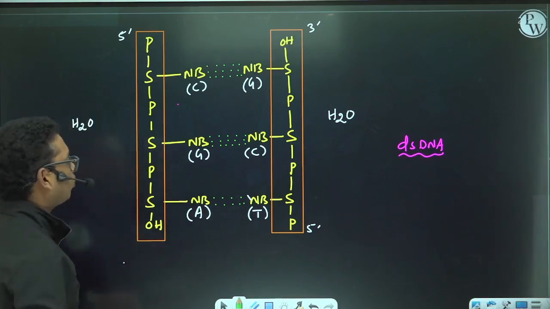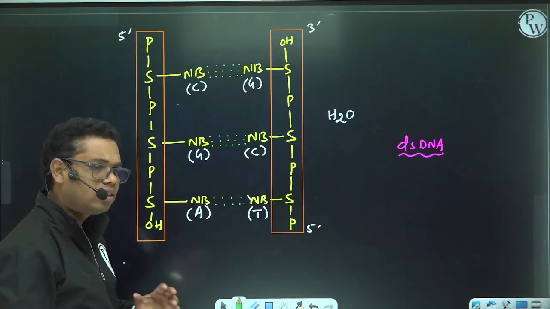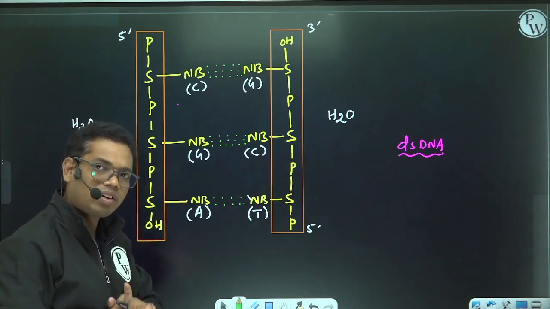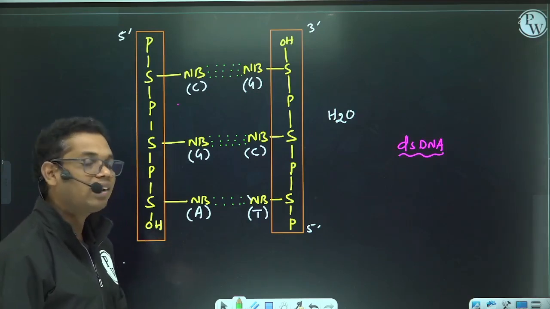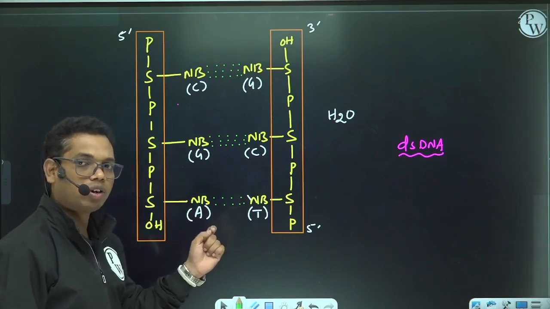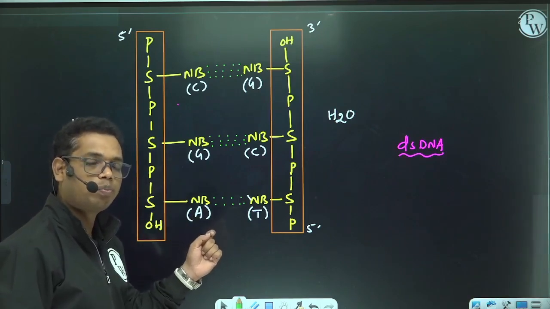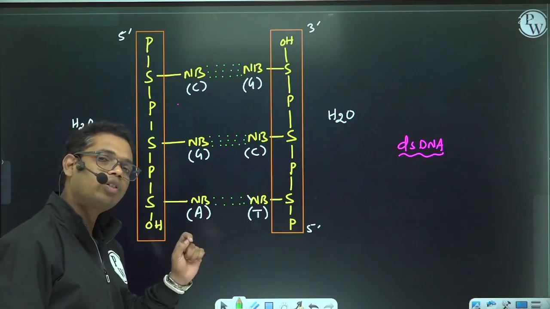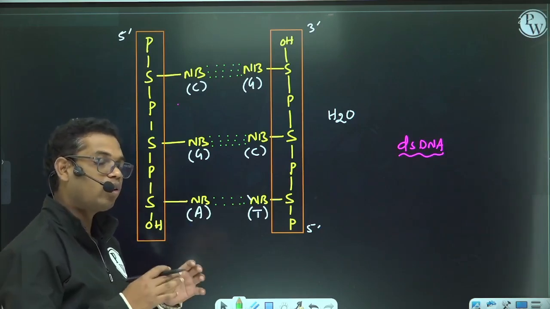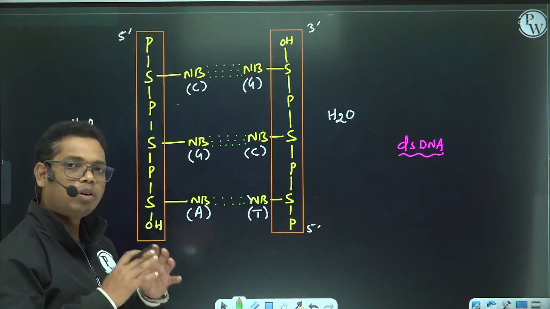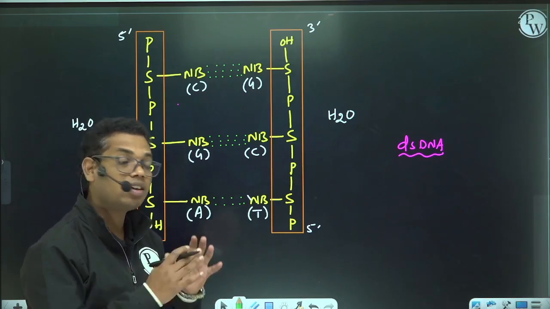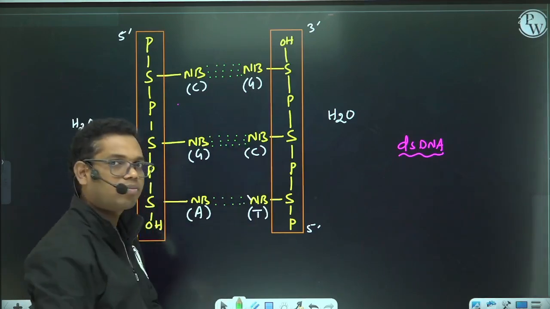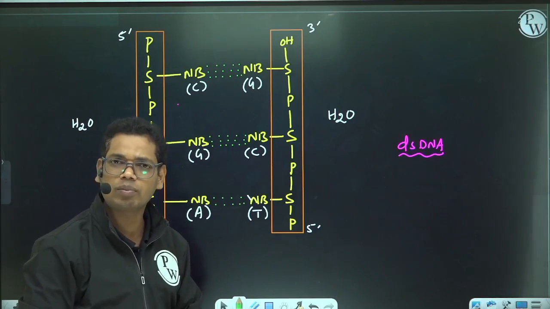Okay, fine. And this model says that in a double strand DNA, purine always pairs with pyrimidine. You will never find that in a double strand DNA, purine pairs with purine, or pyrimidine pairs with pyrimidine. No. Purine will pair with pyrimidine only. And because of this, the width of the DNA will always be the same.